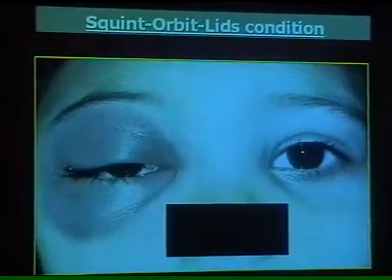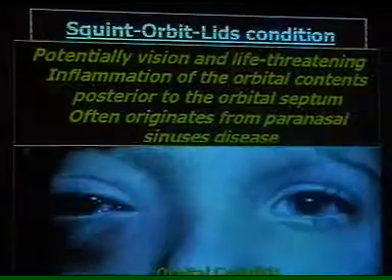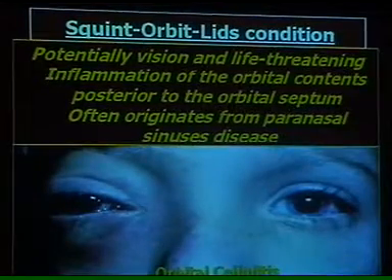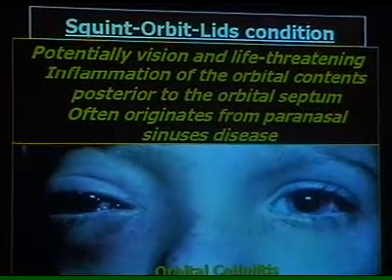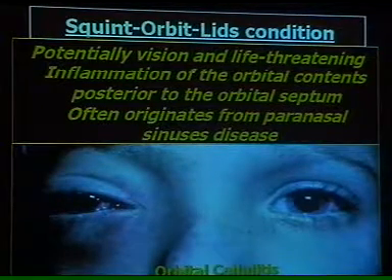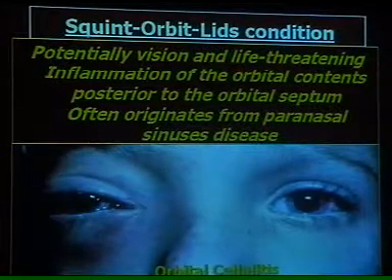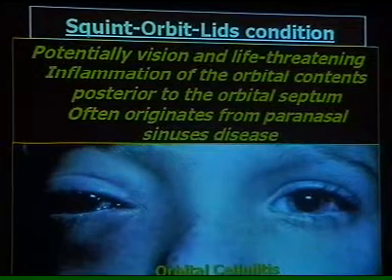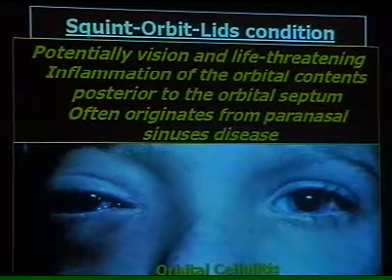Where the signs are limited to the skin only. The signs are not limited to the skin. Actually minimal signs are present in the skin, and the major signs are present behind. So it is a potentially vision and life threatening condition.